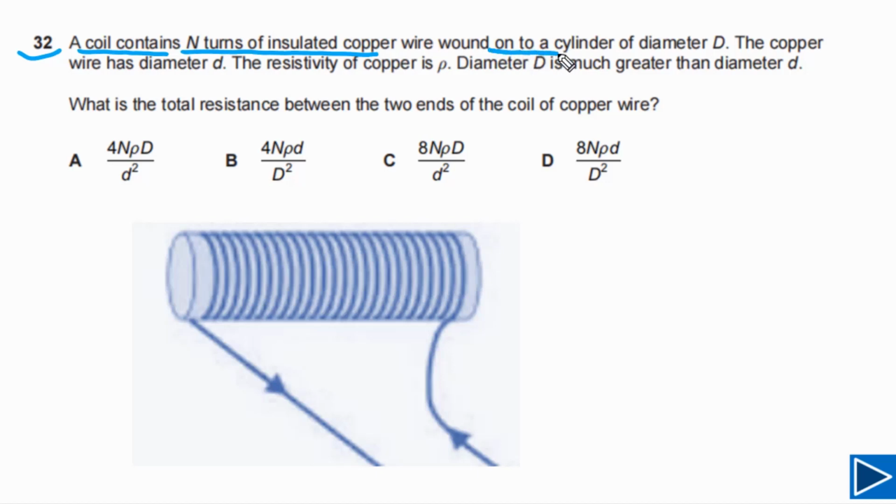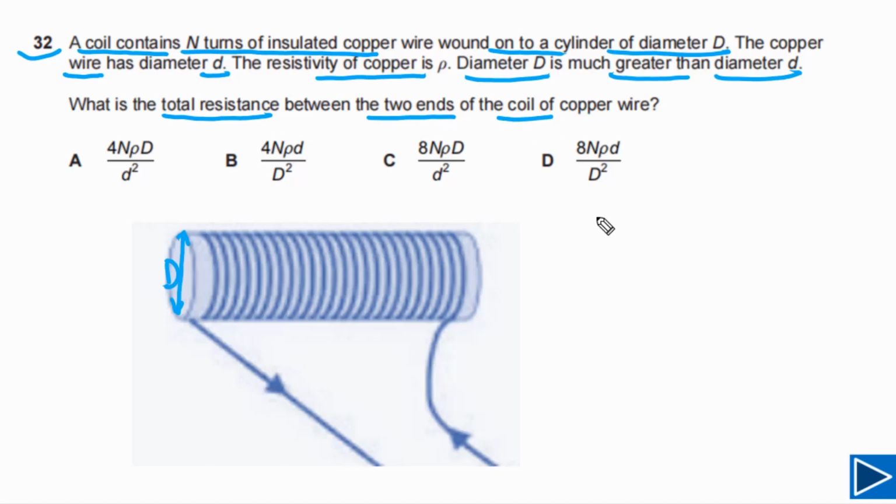For question number 32, it is given that a coil contains N turns of insulated copper wire wound onto a cylinder of diameter D. This is the diameter of the cylinder, and it is equal to capital D. The copper wire has diameter small d, so the diameter of the wire is small d. Resistivity of copper is rho. Diameter capital D is much greater than diameter small d. We need to find the total resistance between the two ends of the coil.